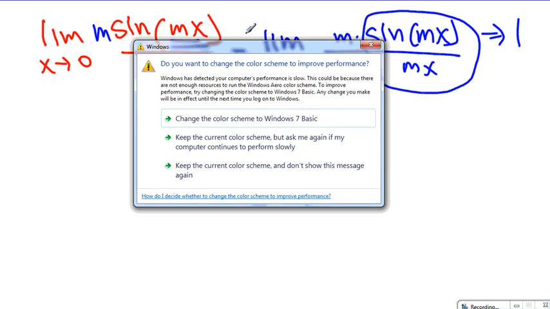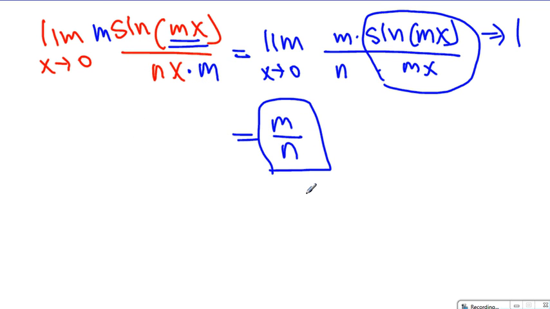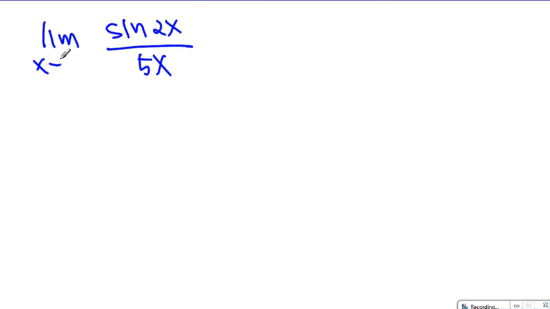Then let me give you a couple more questions. Given that sine of mx over nx is m over n, will it always be m over n? My next question would be something like this. Let us say the limit of sine of 2x over 5x. But this time, instead of x approaching 0, let us assume that x is approaching infinity. How about that?